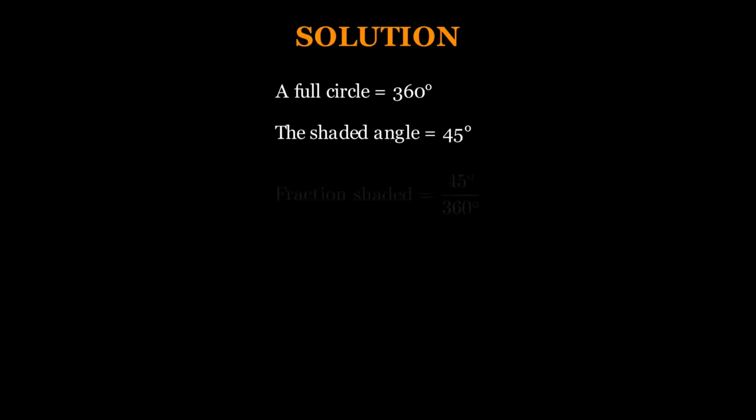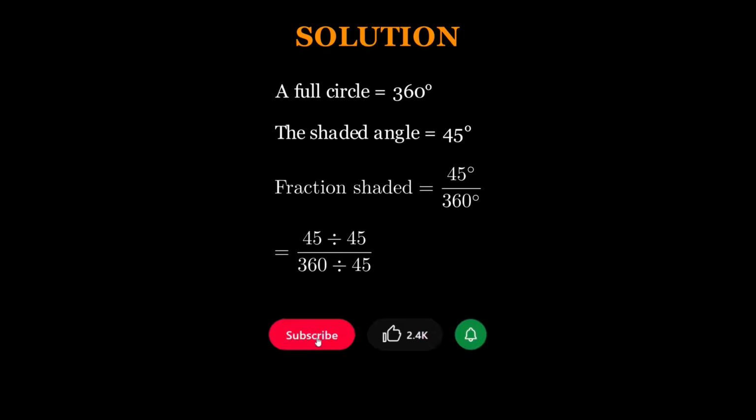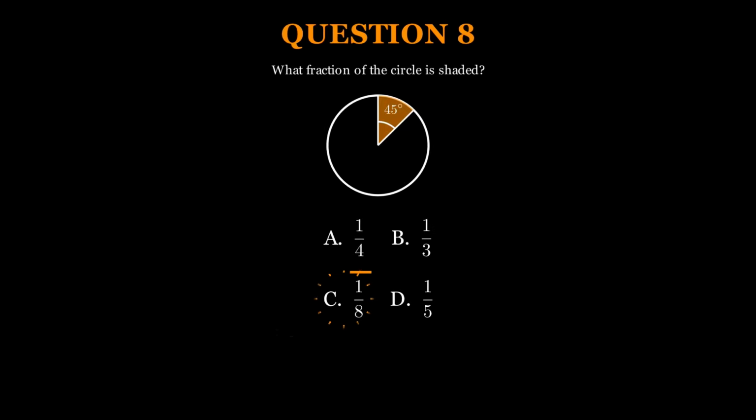Let's work it out. A full circle is always 360 degrees. The shaded angle here is 45 degrees. So the fraction shaded is 45 over 360. Divide both by 45, and that simplifies down to 1/8. And there it is. The correct answer is C, 1/8.